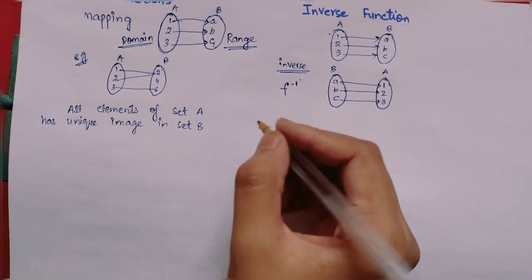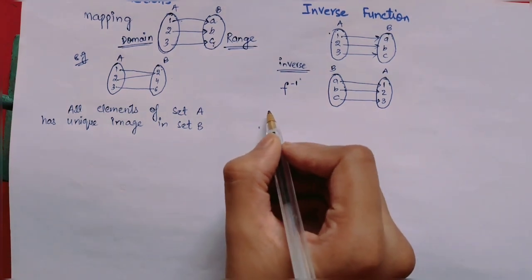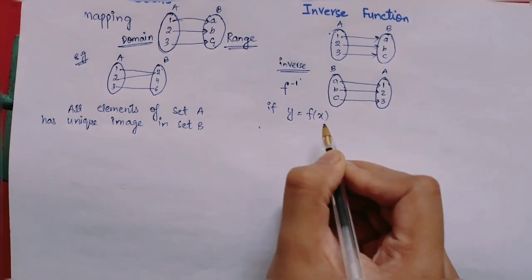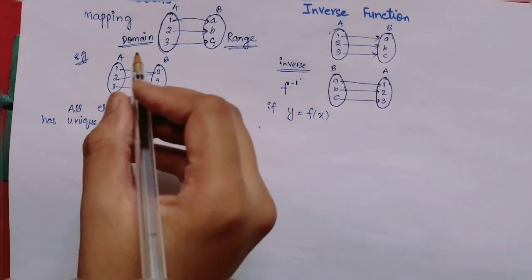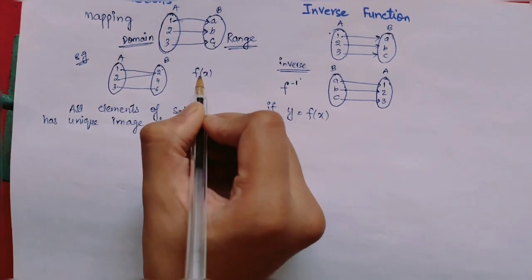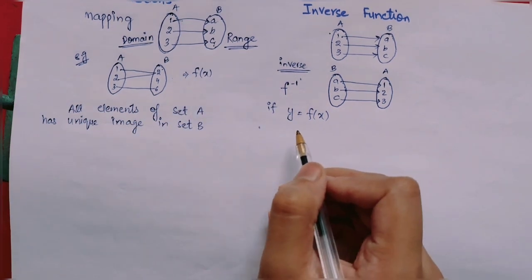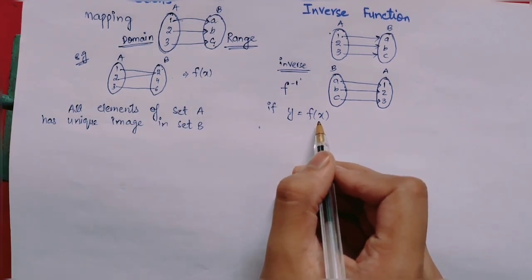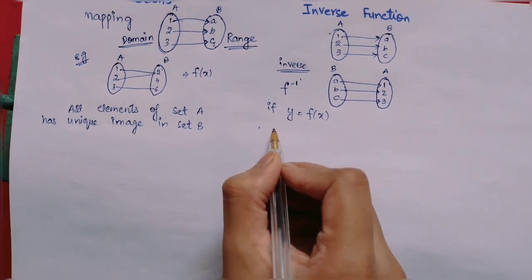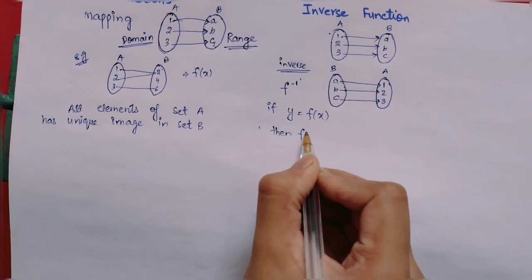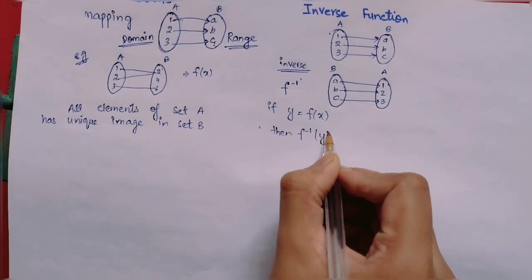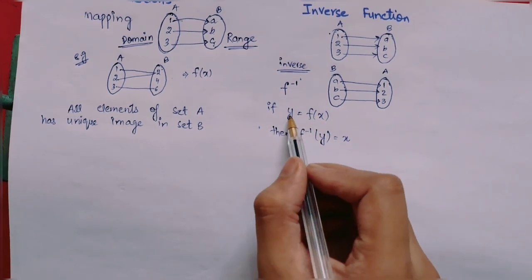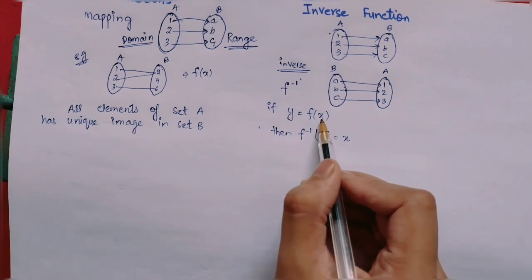So in general, how do we write it? If I say y is equal to f of x, this is the representation of a function. A function can be written as f of x. If any function f of x is equal to y, then f inverse of y is equal to x. If I take the inverse of this y, it is equal to x.